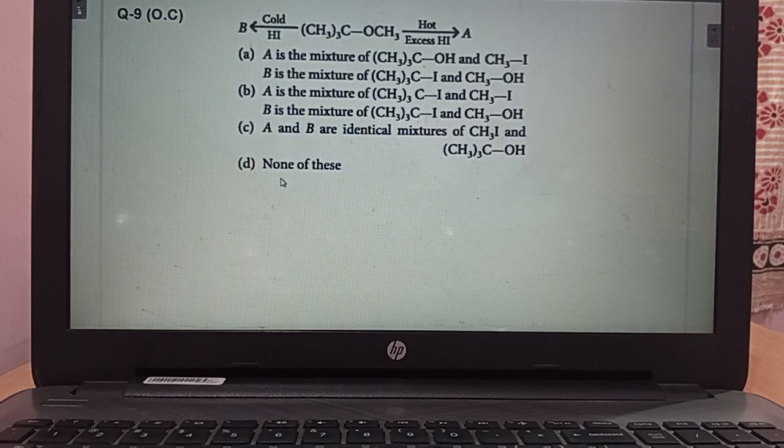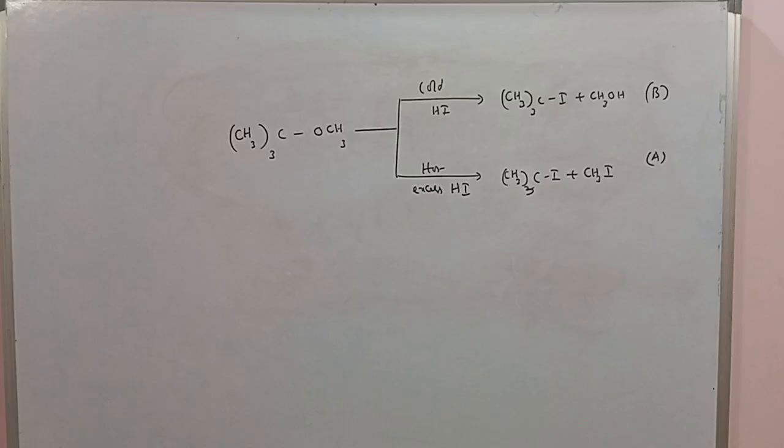When you take excess HI in hot conditions, then A will be formed. And B will be formed as tertiary butyl iodide and alcohol. So alcohol and iodide are formed with cold, dilute hydrogen iodide. When we have hot, excess HI, a mixture of the iodides will be formed in the reaction. That we will check.